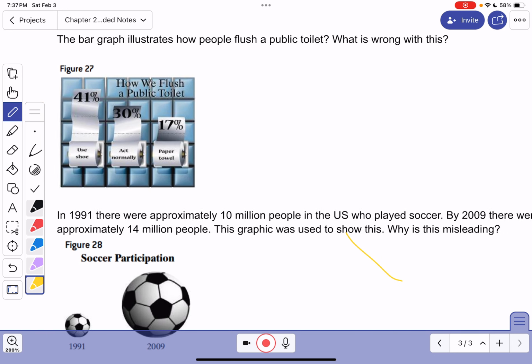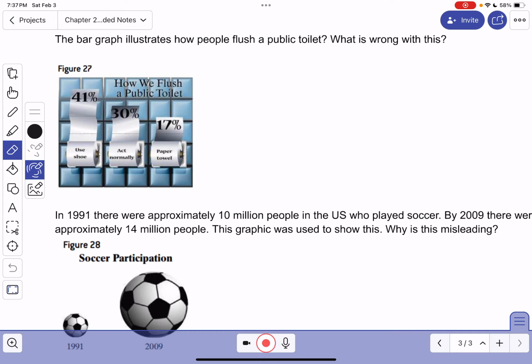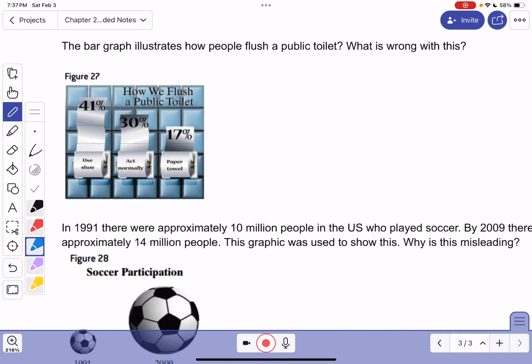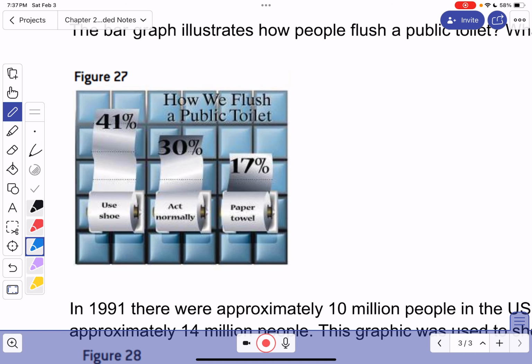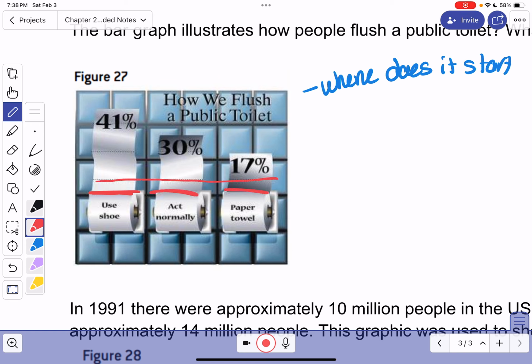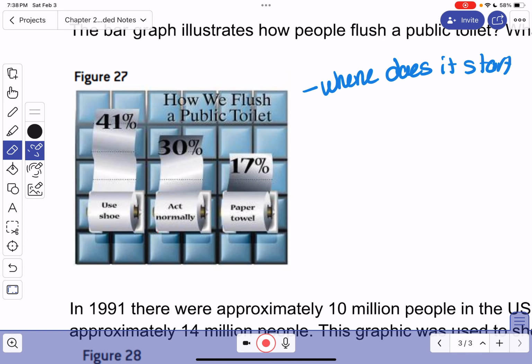All right, how about this? 3D graphics are awesome. People like looking at them. They're great in presentations. They're also really easy to manipulate. So this bar graph illustrates how people flush a public toilet. What's wrong with it? Well, one, we don't even know where it starts. Where does it start? So are we starting here on the toilet paper? Are we starting at this line? Are we starting at the bottom of the toilet paper? We don't even know where the scale starts or what the scale is.